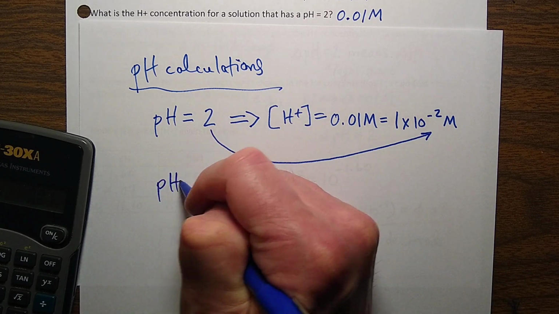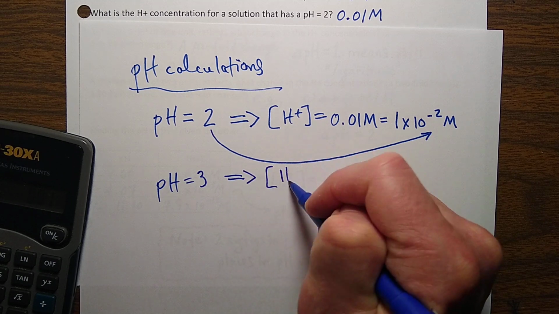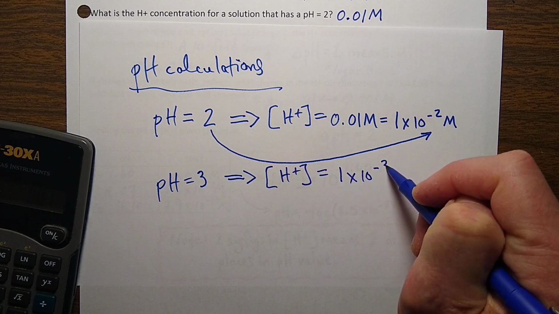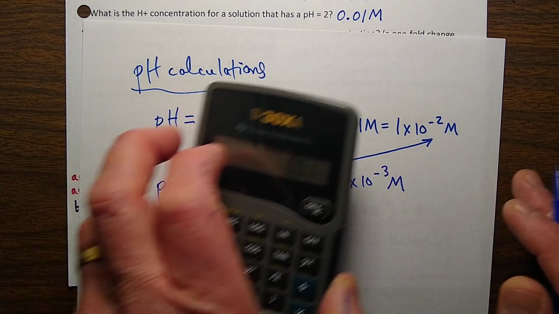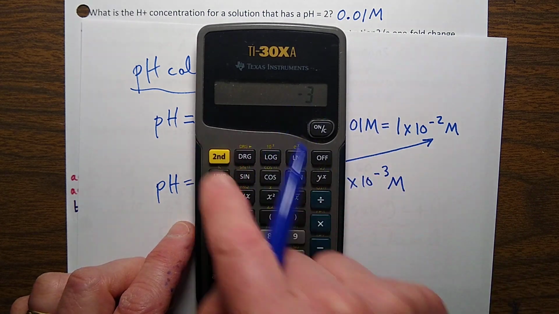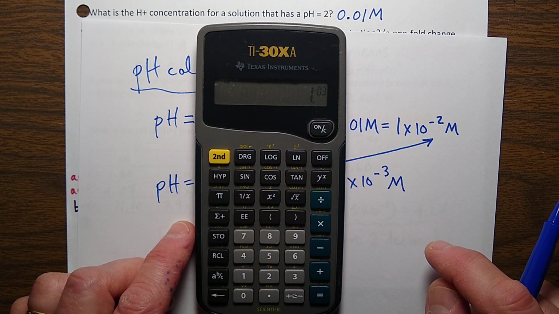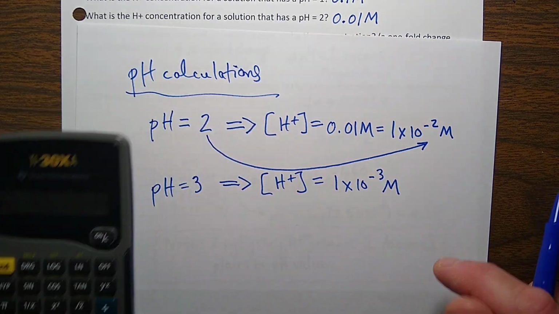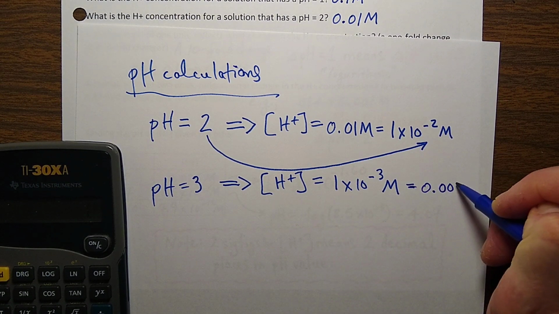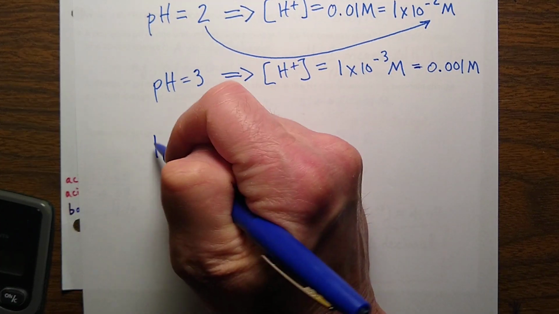So a pH of 3 means the hydrogen ion concentration, you might have guessed, would be 1 times 10 to the -3 moles per liter. If you don't believe me, type it in, negative 3, second log, you get 0.001, which in scientific notation is 1 times 10 to the -3 power. So you can write it either way. Either way is fine.